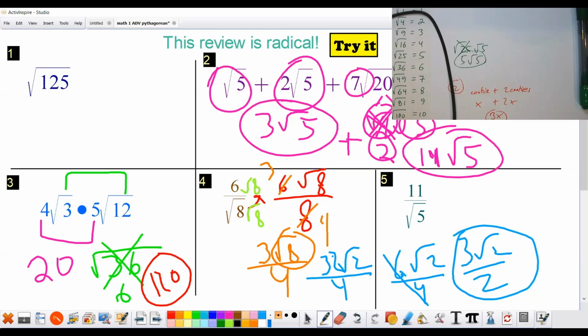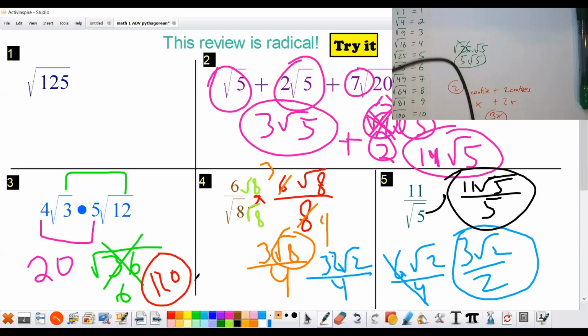Last one, much simpler. 11 radical 5 over 5. Oh, everybody's odd. We're done. Okay, there it is. I know I threw some advanced ones that I would expect you to do if we were in class. Too bad we're not there. But once again, in Math 2, you're going to do this as one of your first chapters in like September.